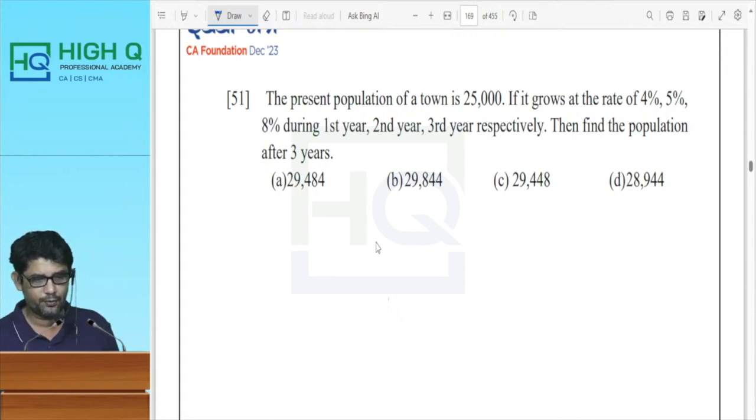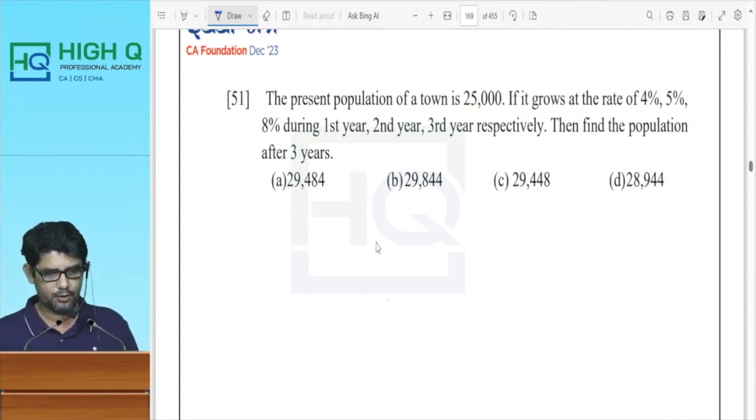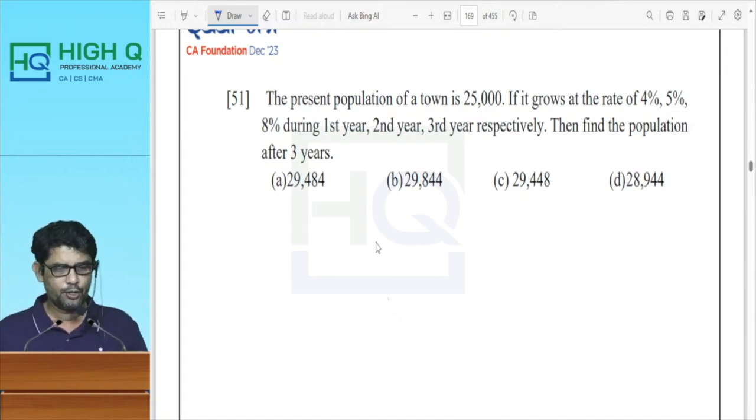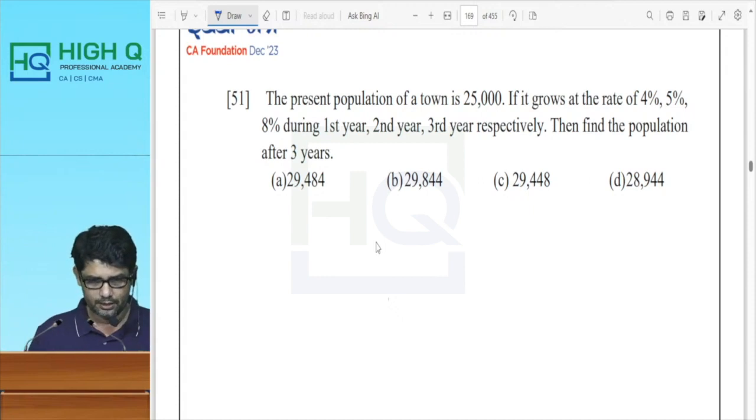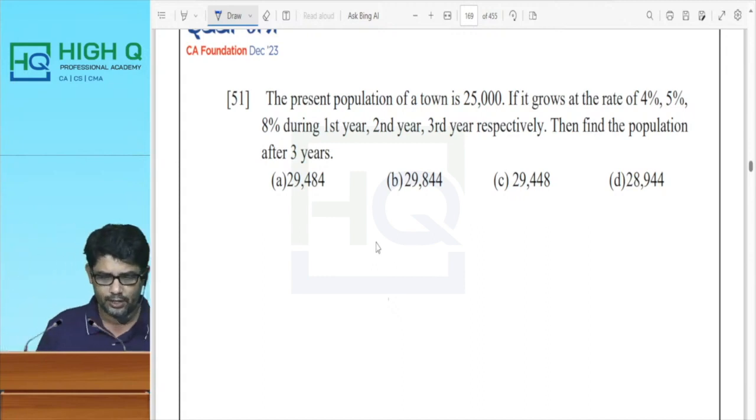Sum number 51. Which is better investment? 3% per year compounded monthly or 3.2% per year simple interest? You need to find the effective rate of interest. You need to compare effective rate of interest.